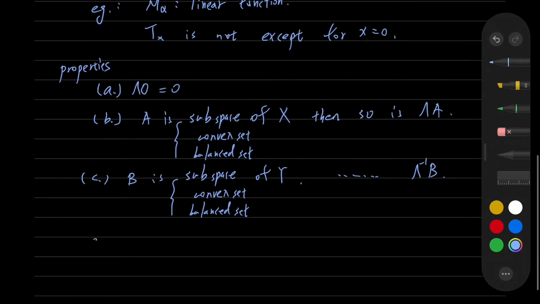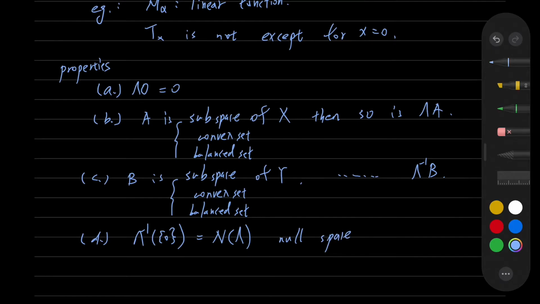And in particular, the inverse image of the 0 subspace of Y is called the null space, and it will be denoted by this. So the null space of lambda, which is the same notation as in linear algebra.